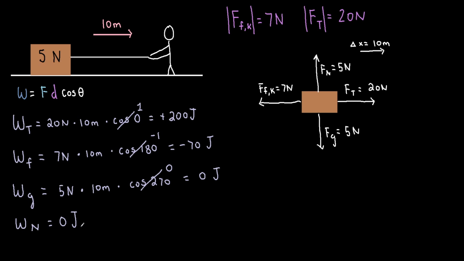And if we were asked to calculate the net work, then we would just add all of these components together. So in this case, the net work will equal 200 joules minus 70 joules plus 0 joules plus 0 joules. And this will give us a total of positive 130 joules.